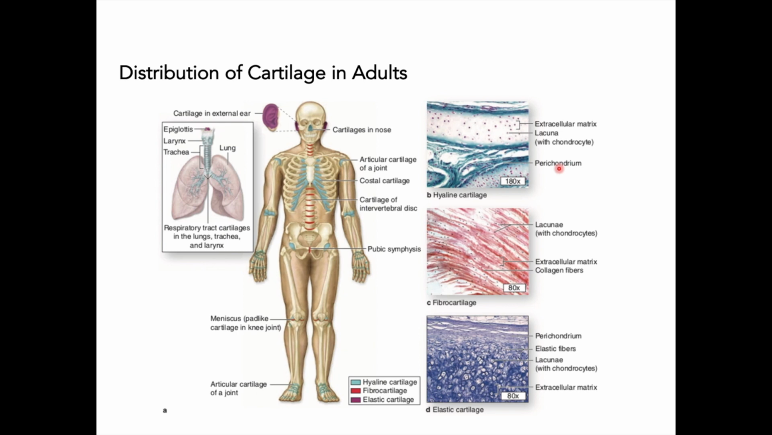So, here is the picture of the distribution of the cartilaginous tissue in adults. Okay? So, kung nasaan yung joints natin na nagsusupport, okay, such as the ribs, the ears, etc. So, ito yung parang teal color is the hyaline cartilage. So, remember, it is the most predominant cartilage or form of cartilage in the human body.